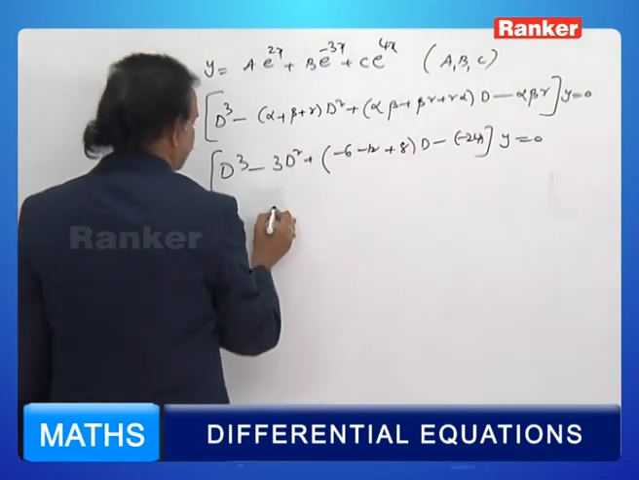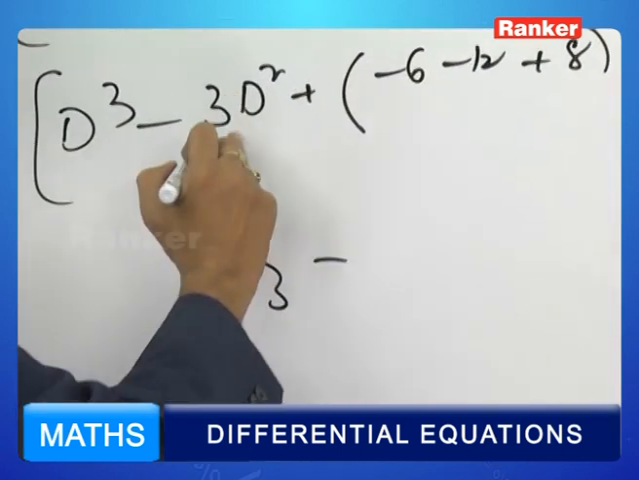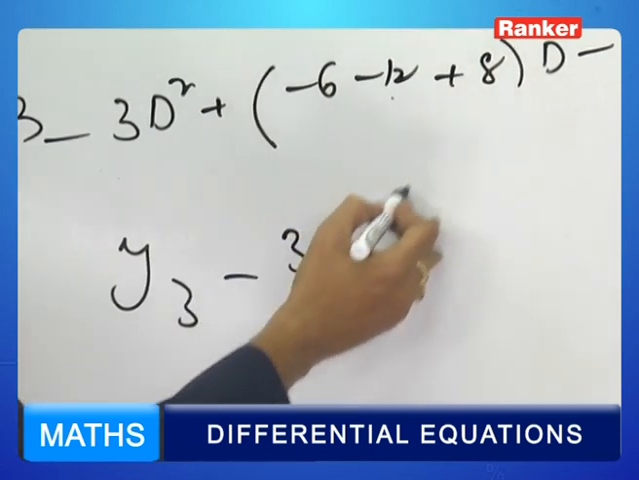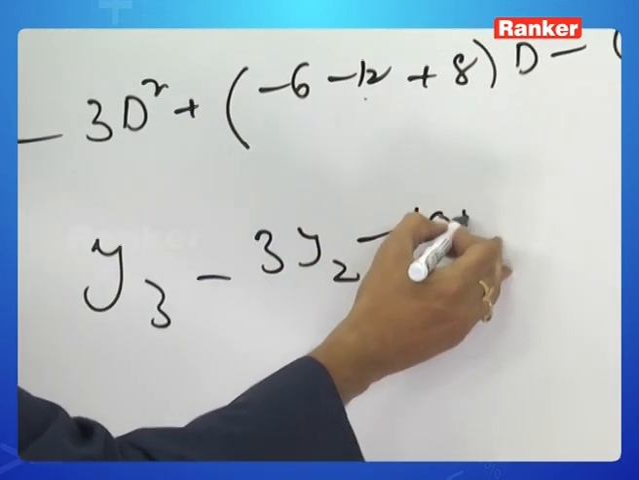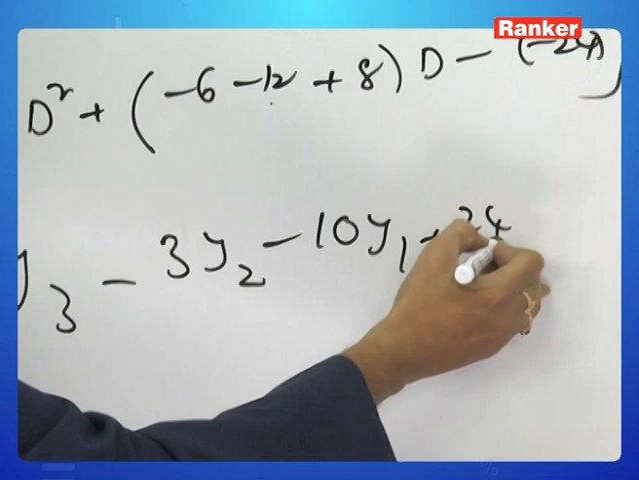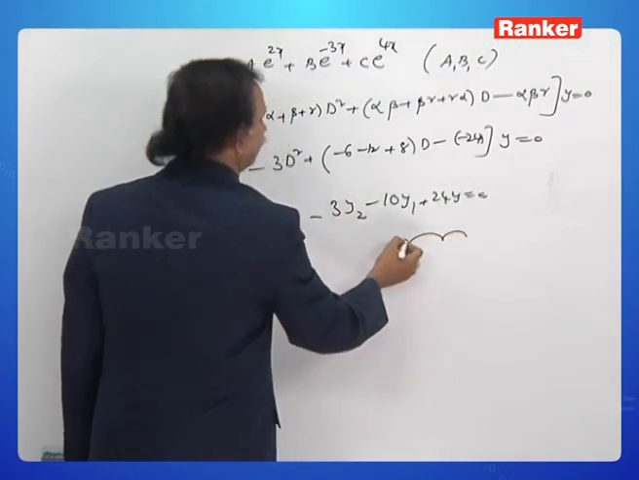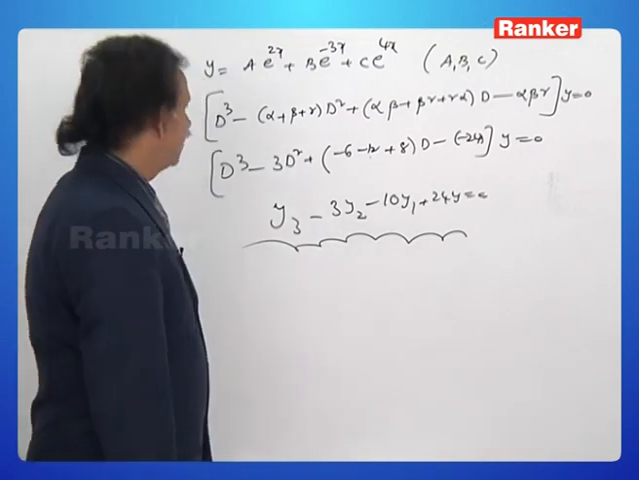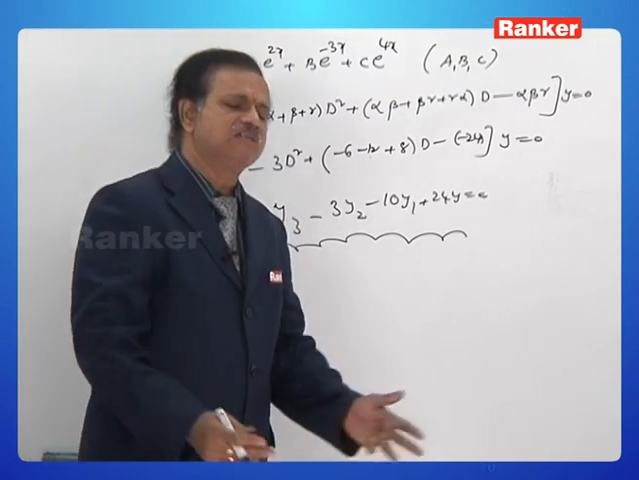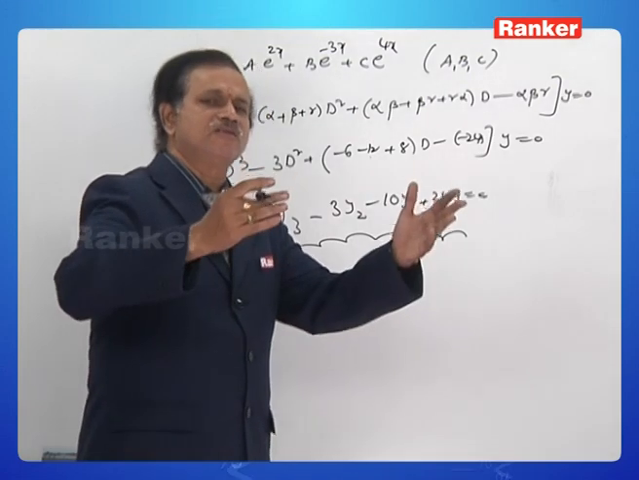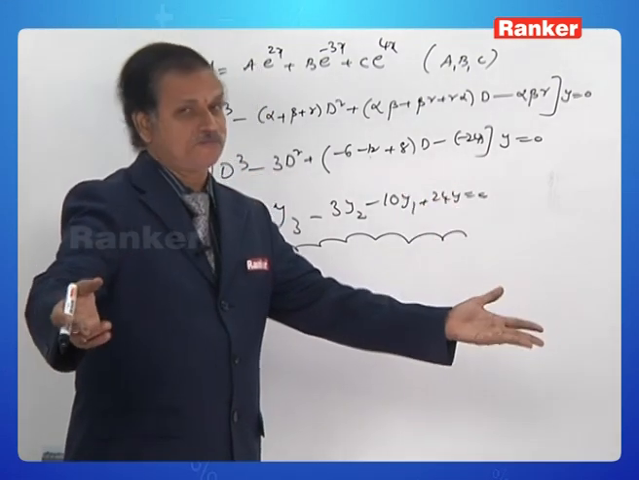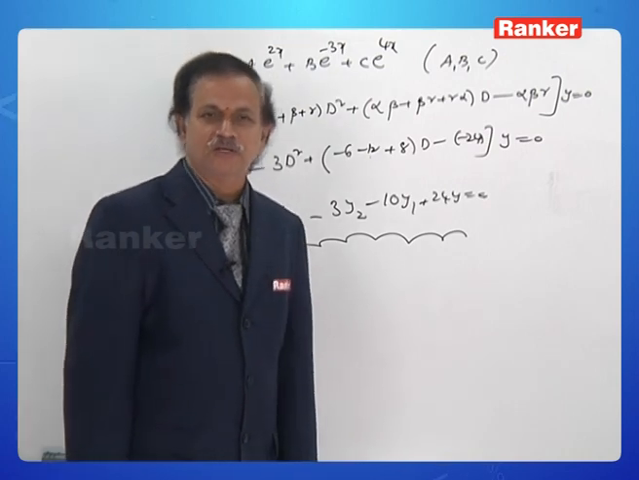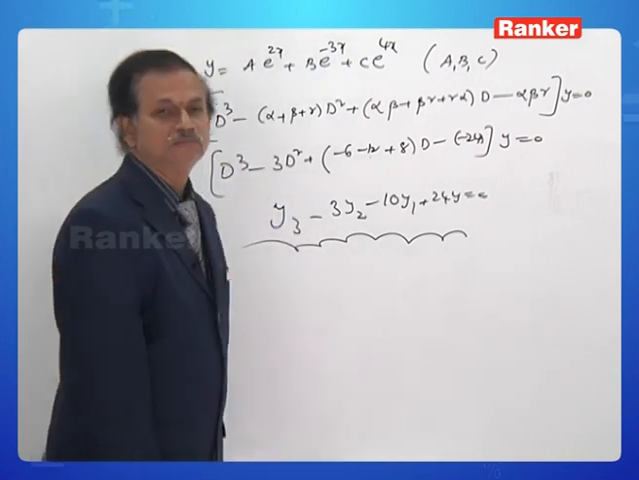D cube of y, y3. D square of y, y2. Minus 18 plus 8 is minus 10. Minus 10 y1 plus 24 y is equal to 0. It's a beautiful answer. Instead of differentiating thrice and producing a huge 4x4 determinant and expanding it, which is a cumbersome process, this is very nice to have the answer.